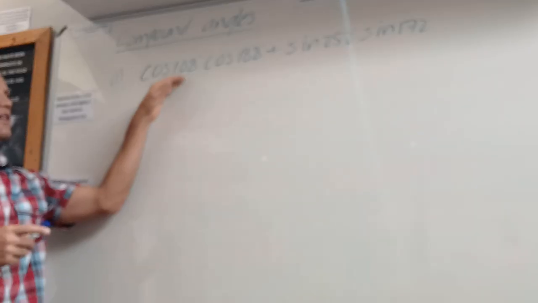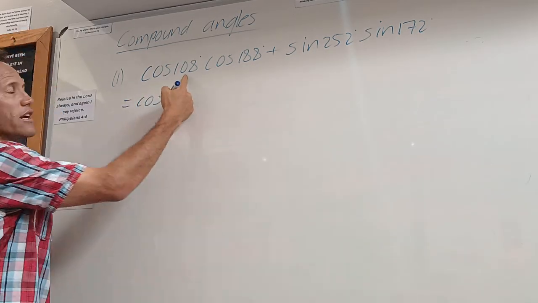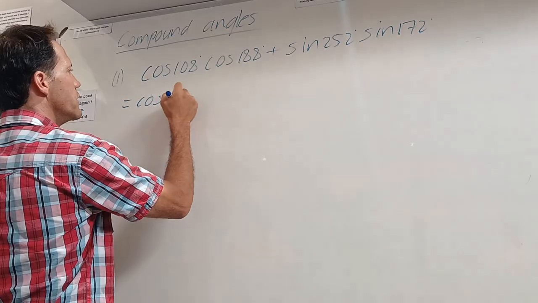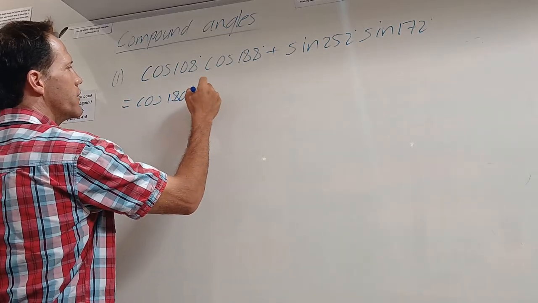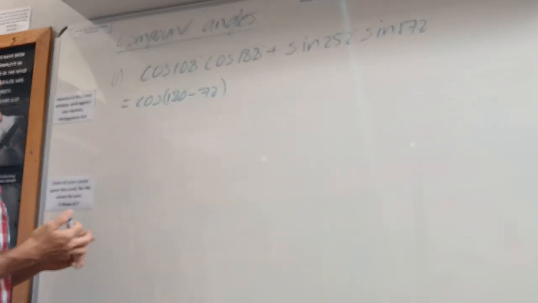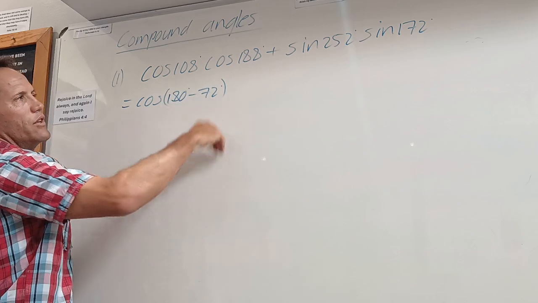If you had an angle like this, you used to do this. Change cos 108. You say it's the second quadrant, so it's going to be 180 minus theta. So it's 180 minus 72. Think about it, 180 minus 72 is the same as 108. It is the same, but we want to write it in the second quadrant, so 180 minus theta. And then cos 188 is in the third quadrant: 0, 90, 180, 270.